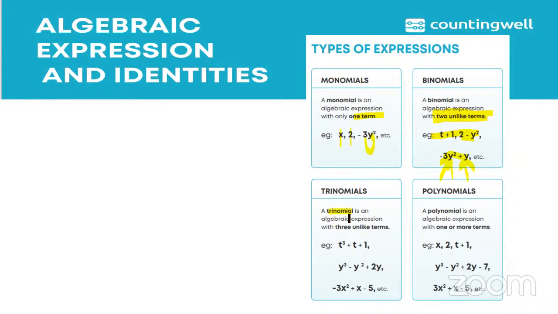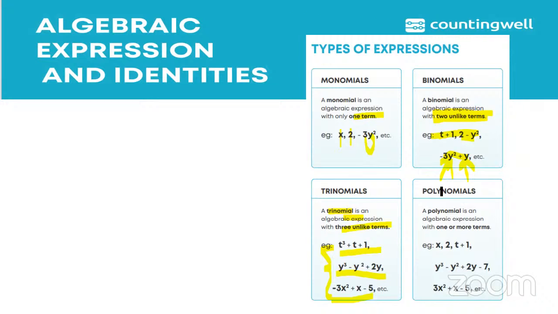Again, a trinomial is an algebraic expression having three unlike terms. So we can have t cube plus t plus 1, or y cube minus y square plus 2y, or minus 3x square plus x minus 5. These three are trinomials because there are three unlike terms. Here you can see it is an algebraic expression in variable t having different powers of t. So they are unlike terms. Similarly, for the algebraic expression in variable y, all the terms have different powers of y. And same for the third example, minus 3x square plus x minus 5.